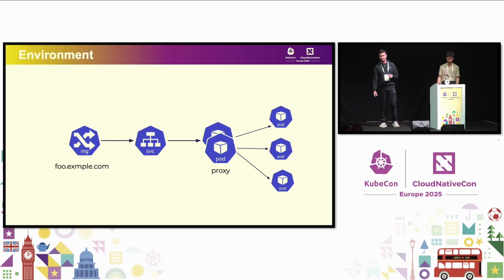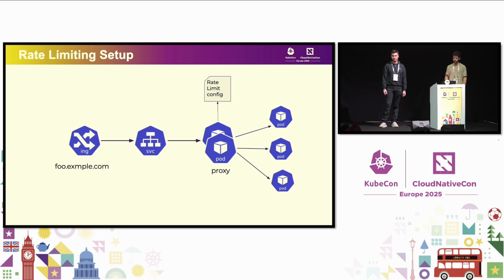So suppose you have this environment, you have some ingress coming into your cluster and a proxy pod, and you have a rate limit config. Pretty common setup, right? But now you have some issue with your rate limiter. It's not rate limiting what it should, and it's over rate limiting other things. So you need to go and troubleshoot that.